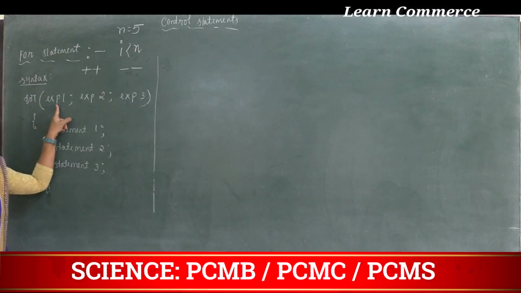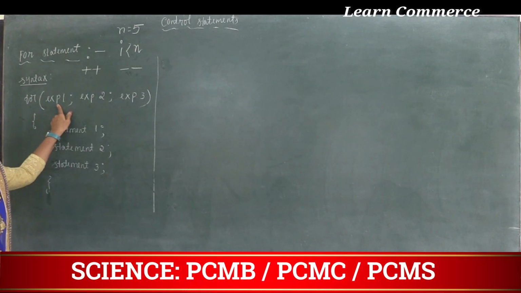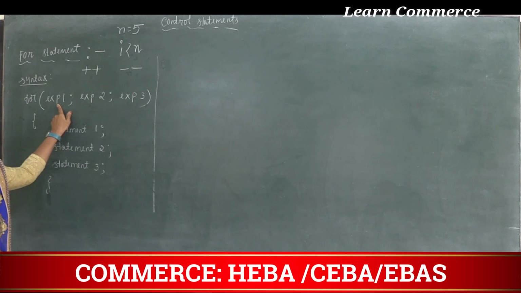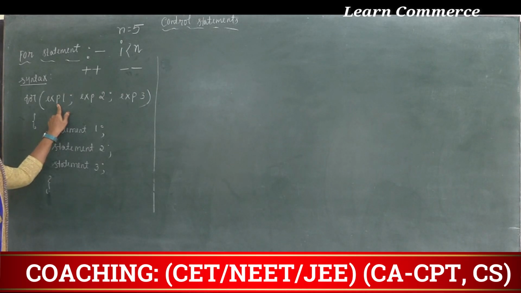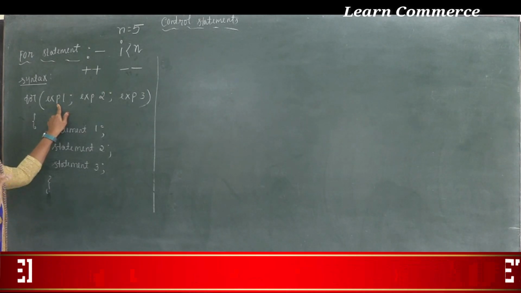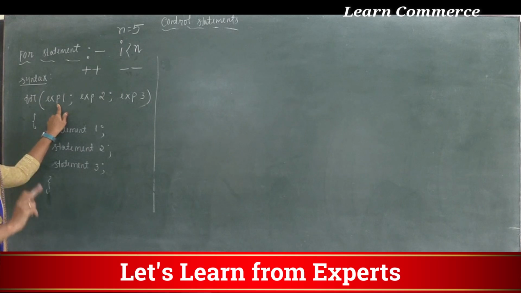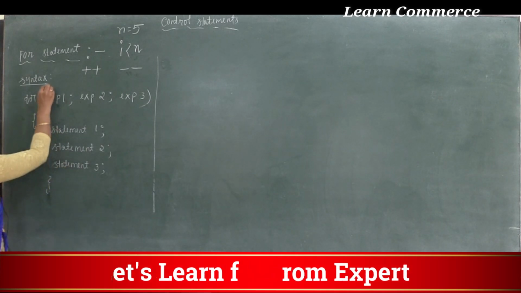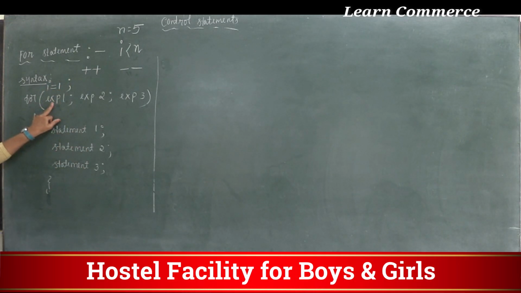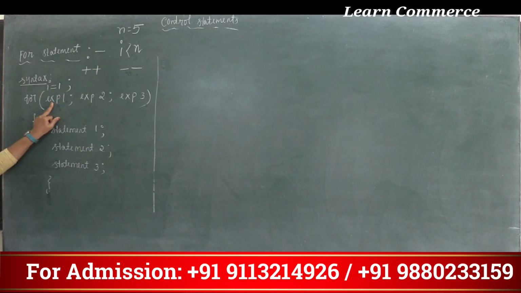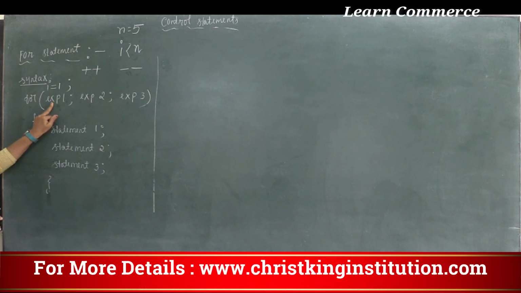So here we can say that expression 1 represents the initialization, correct? Expression 1 represents the initialization. Maybe we need to initialize some value to the variable. If you are using i = 1, that means we are initializing the value of i, and that is called expression 1. One example is i = 1.